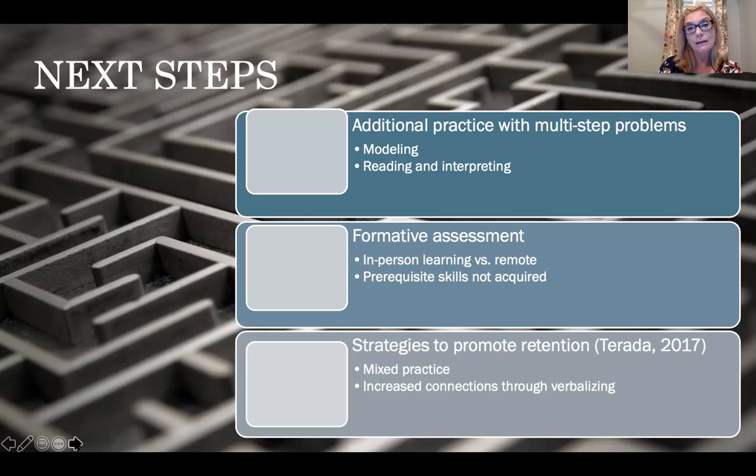So having them do just a think, pair, share, having them turn and talk to each other, this is how I solved this problem, that also causes an increase of connection in their brains, and it helps with retention.